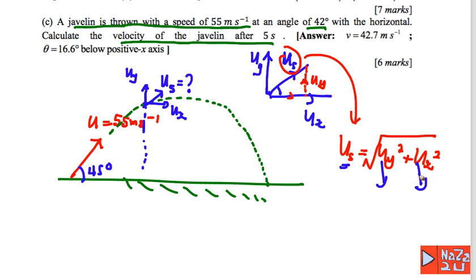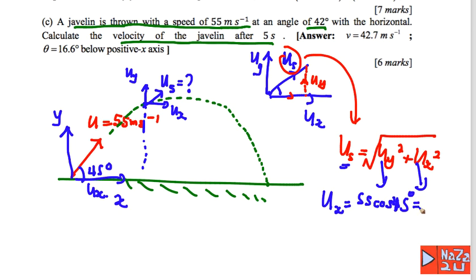The first thing is ux, because the velocity ux is always constant. So if this is y and this is x, and you resolve the x axis, ux here is 55 cos 45 degrees. This is equal to 40.9. So this is for ux. Ux at any point on the path of the motion of the object is always constant, 40.9 meters per second.